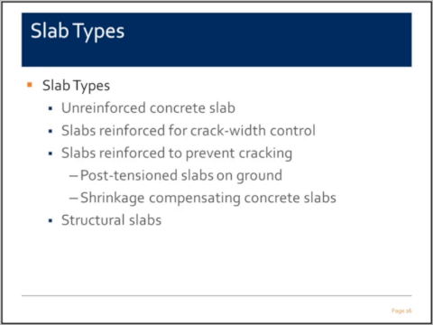You can have slabs reinforced for crack width control. Most of your industrial pavements, industrial slabs on ground will have minimal amount of reinforcement to control the crack widths. And then, you can reinforce the slabs to prevent cracking. Under this category, I've included post-tension slabs on ground and shrinkage compensating concrete slabs. You may, for example, not want to have a joint in your warehouse, for wear resistance and for later problems that might develop at the joints. So you could use these options.